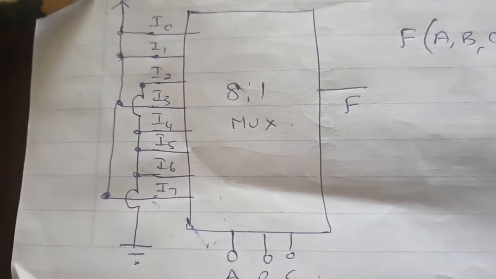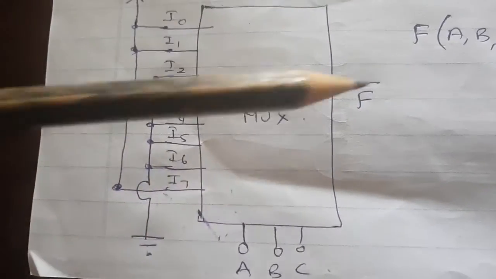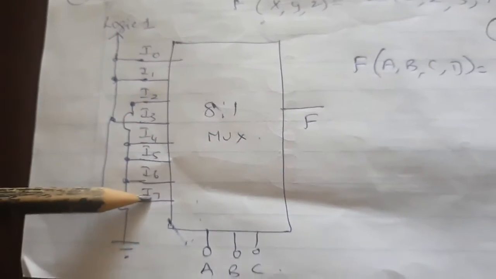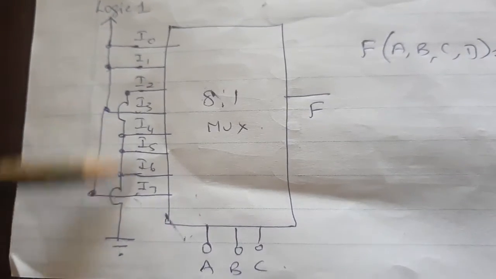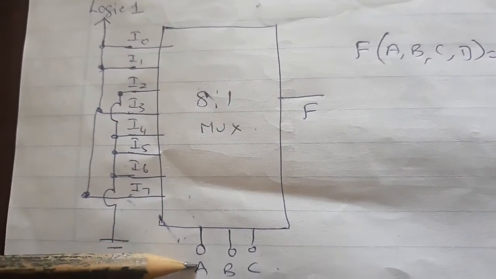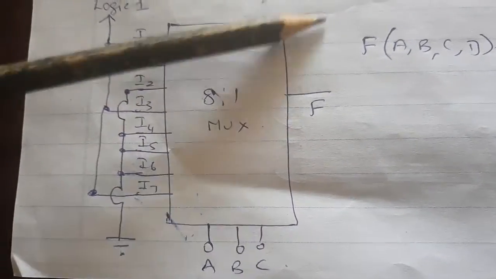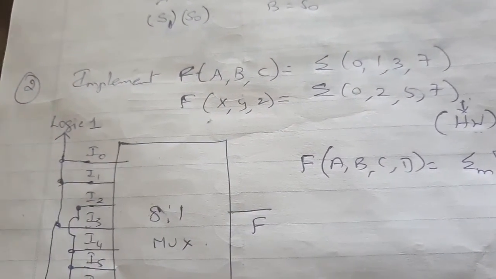Therefore I0, I1, I3, I7 is put to logical 1. All other minterms are made 0. Therefore, whenever I0 is 1, I1 is 1, I3 is 1, I7 is 1, your selection lines will select I0, I1, I3 and I7. For all other, the logical 0, the selection lines will select output as 0. So you can do the second one as homework. This is also an 8:1 mux. Mark it accordingly and find out how it will be operated on.